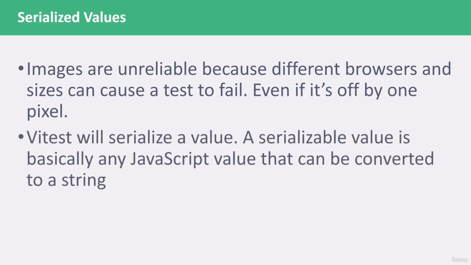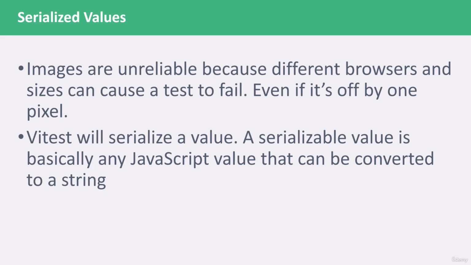Vitest solves this issue by serializing the application. A serialized value is a string that initially wasn't a string. This means Vitest will compare 2 strings instead of 2 images. This process provides for a more consistent, reliable, and faster testing result. Vitest performs serialization on the DOM. It'll take care of saving the snapshot for you.